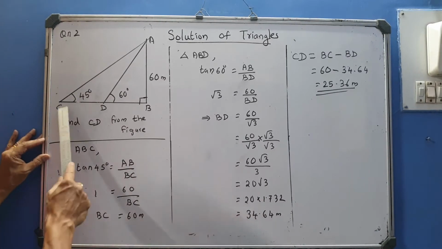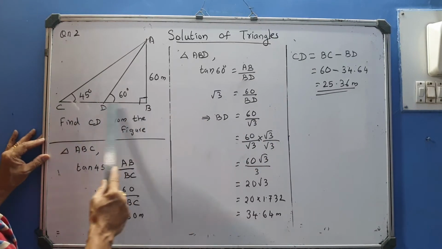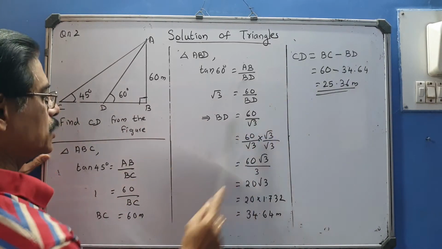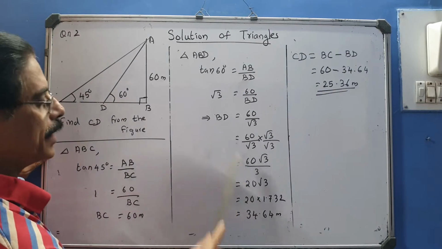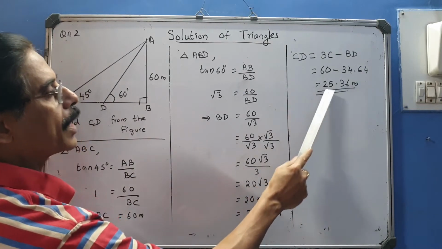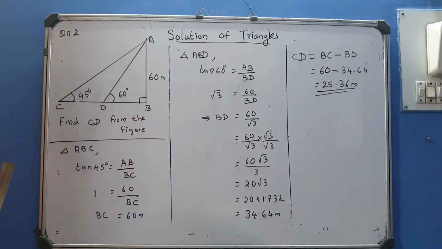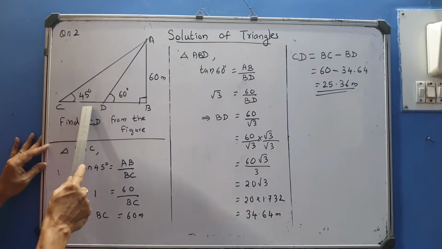So now we get CD. CD is BC minus BD. BC is 60, we got it, and BD we got 34.64. Subtract, you get 25.36. So this is how you get it. We need to find out CD.